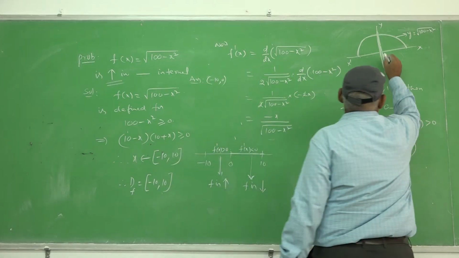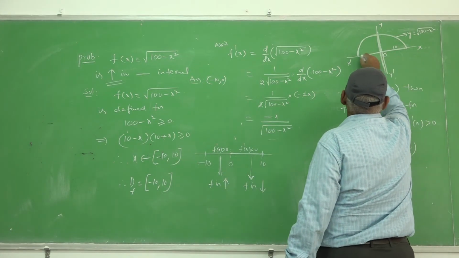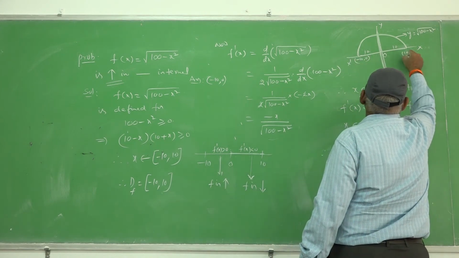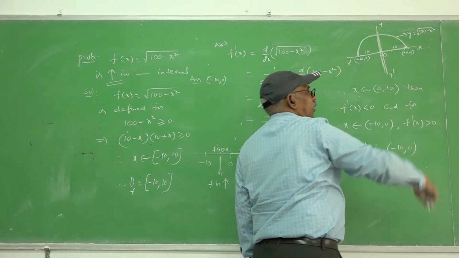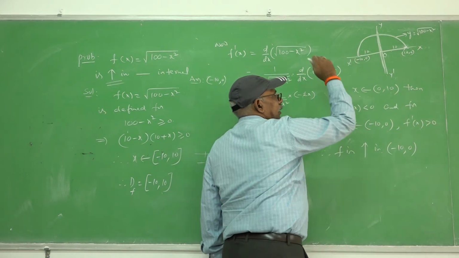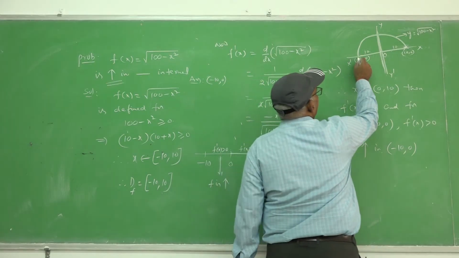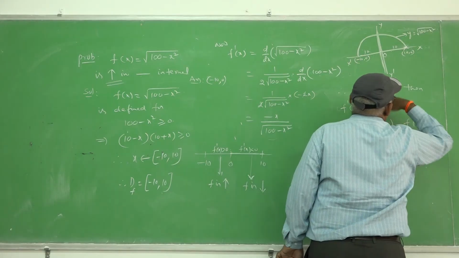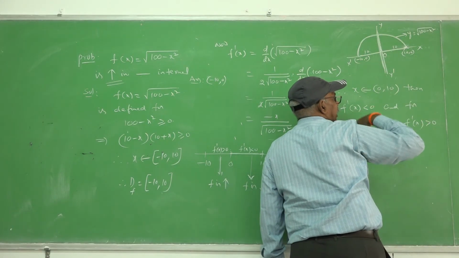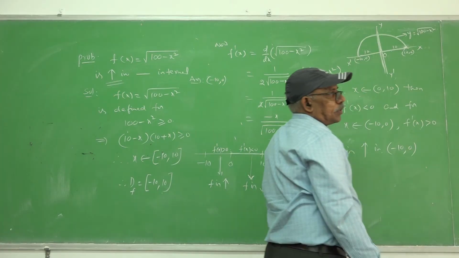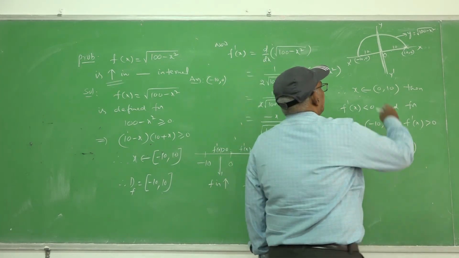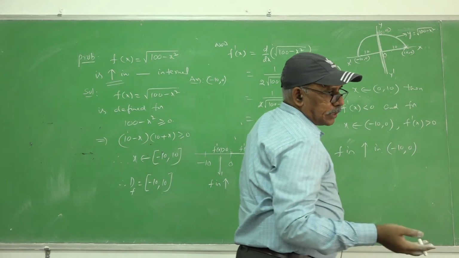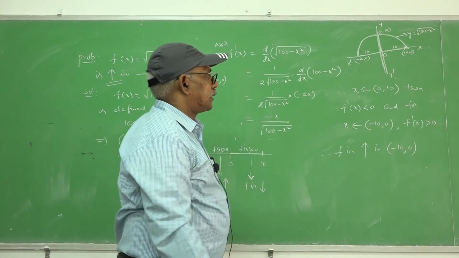Whose radius is 10 means this radius is 10 units, this radius is 10 units. This is minus 10 comma 0, this is 10 comma 0, because one lies on the positive axis and the other lies on the negative axis. And this is also a radius, y equal to 10, x is 0. So, this is 0 comma 10. These are the points of the semicircle which meet the coordinate axes.